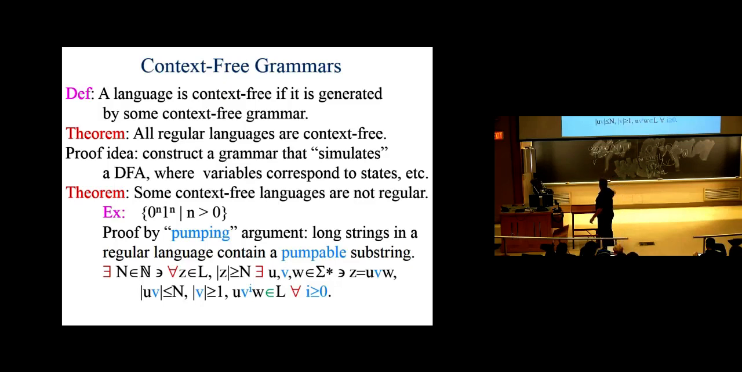So if you say 0 to the n, 1 to the n is regular, then okay, I'll ask you, what's your finite automaton that accepts it? How many states does it have? 10, a million, a billion, a trillion, a Google? You tell me.